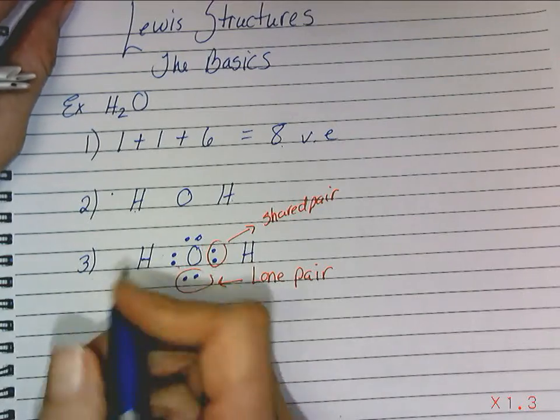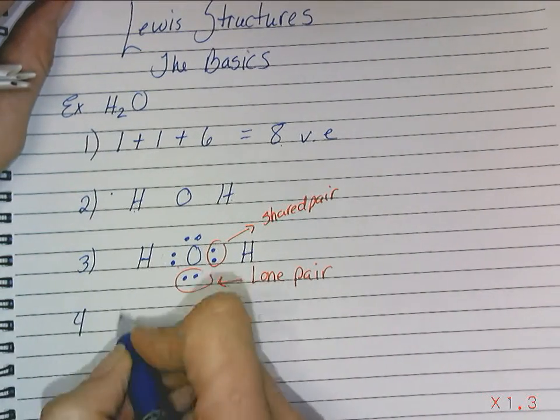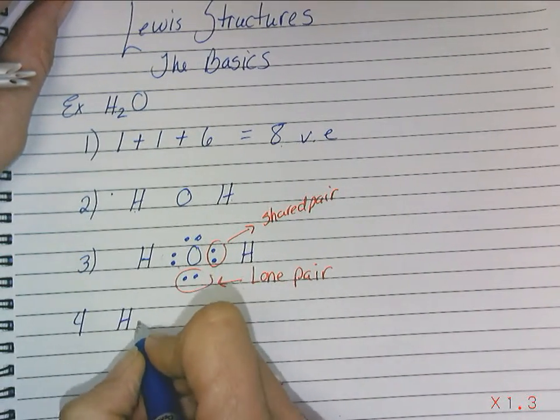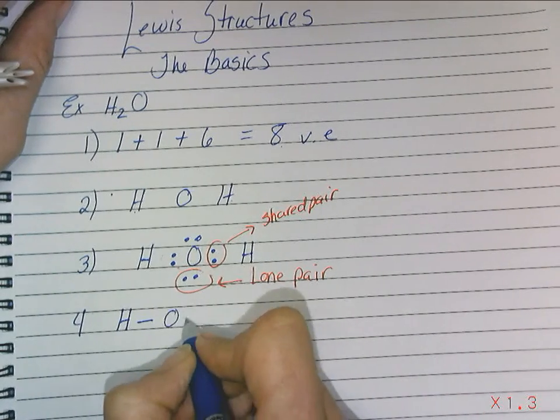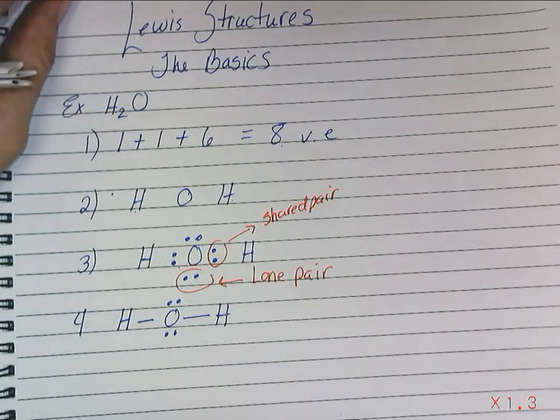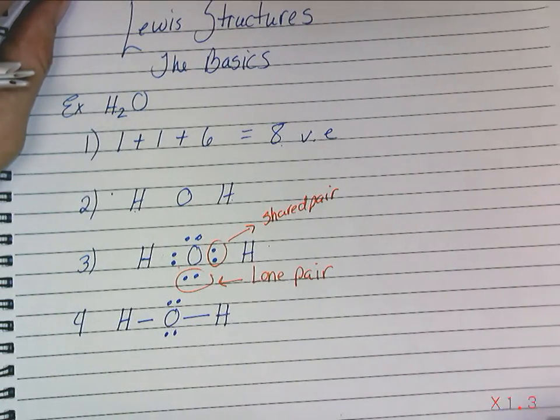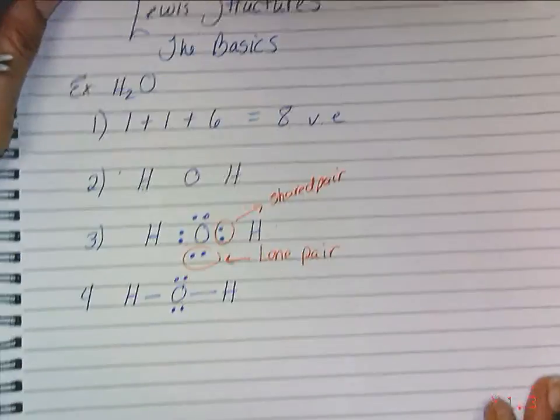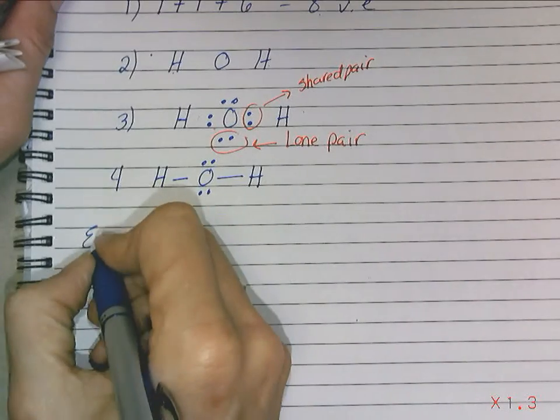One last thing. The shared pairs, if you want, you can substitute with one line. That's totally up to you. That's what you want to do. So an alternative Lewis structure would look like this. Okay, I'm going to do a bigger example.